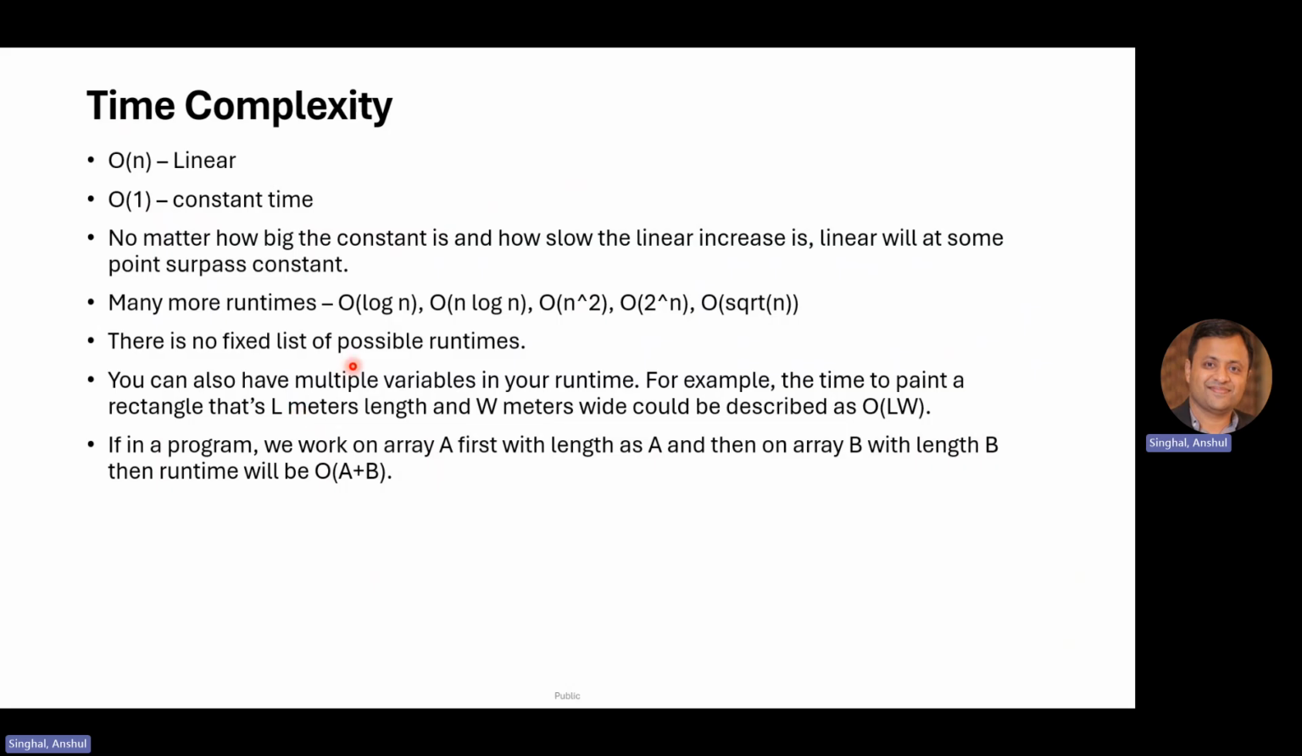Then there are a few other runtime complexities as well, like log n, n square, 2 raised to the power n, square root of n, like that. It also logically makes sense that there is no fixed list of possible runtimes. And this applies to runtime, time complexity, or space complexity, which we will talk about later. We can have multiple variables while defining the complexity in big O notation. We can have multiplication, we can have addition, we can have multiple variables like that.